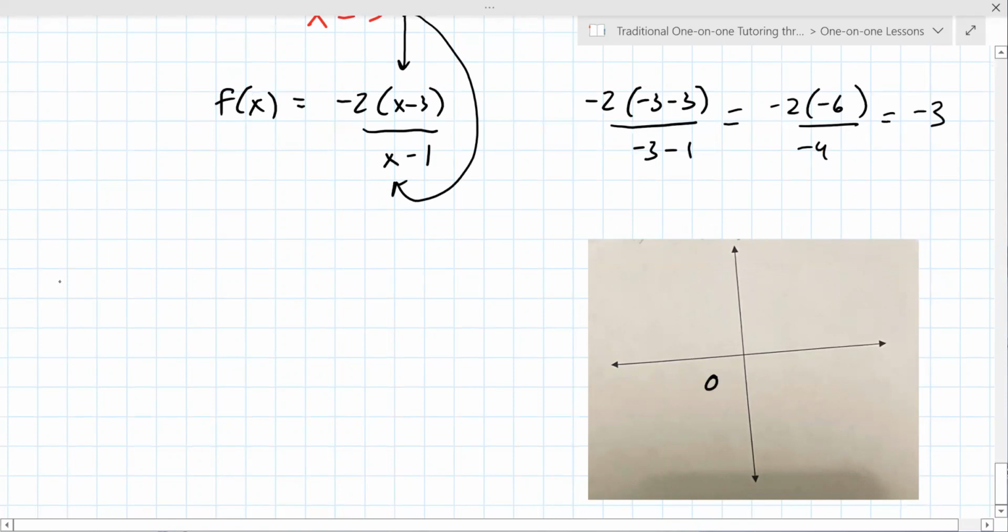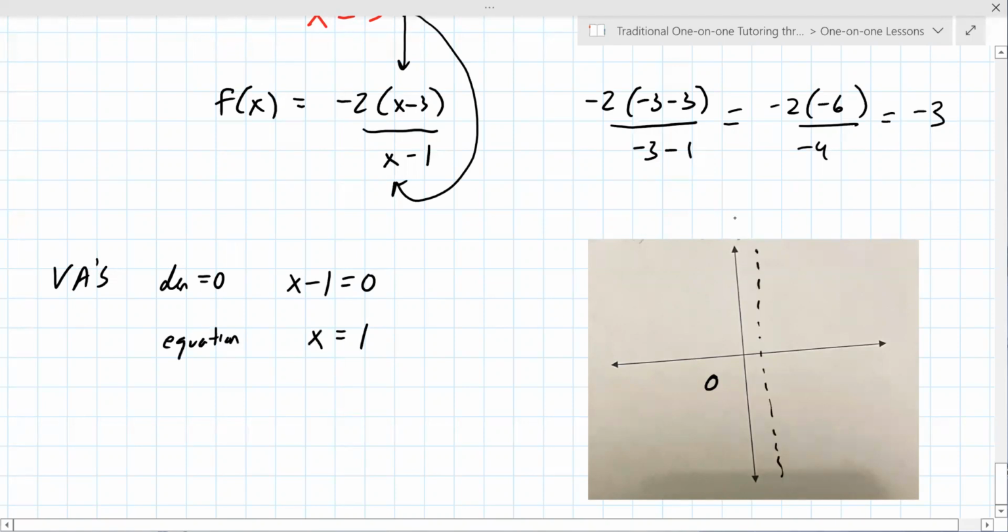Okay. And then we move to vertical asymptotes. So vertical asymptotes are where the denominator equals 0. Okay, so you're going to set x minus 1 equal to 0 and x equals 1. It is an equation. So x equals 1. And then horizontal asymptotes are next.